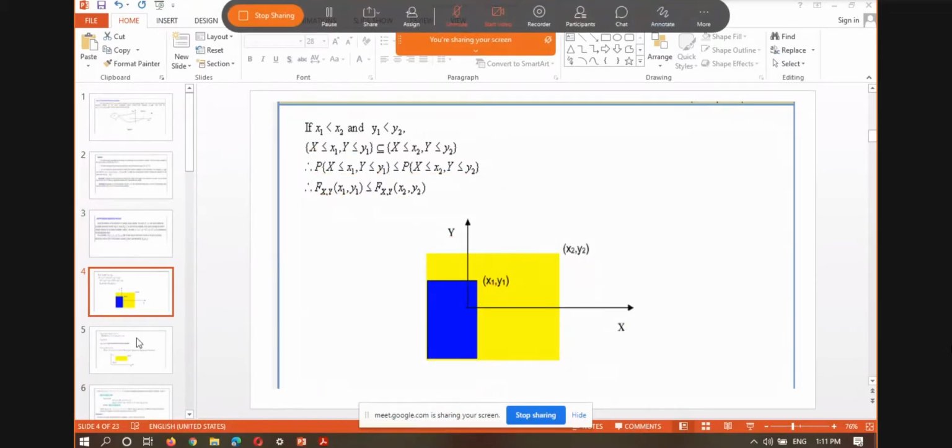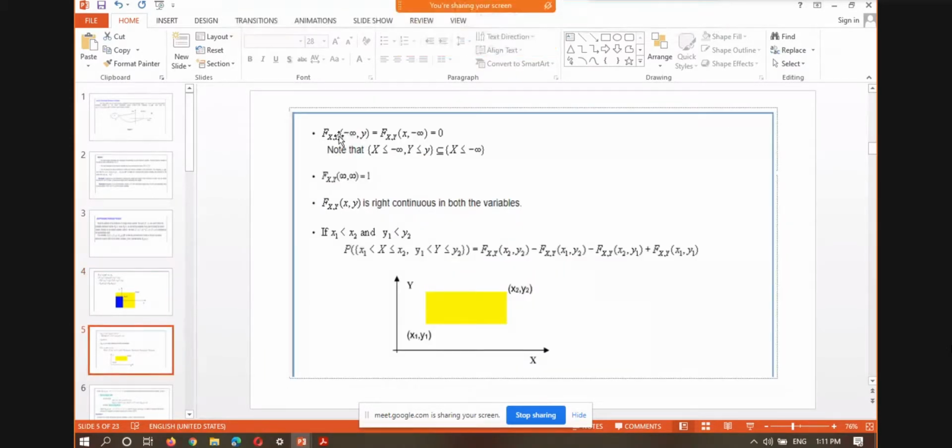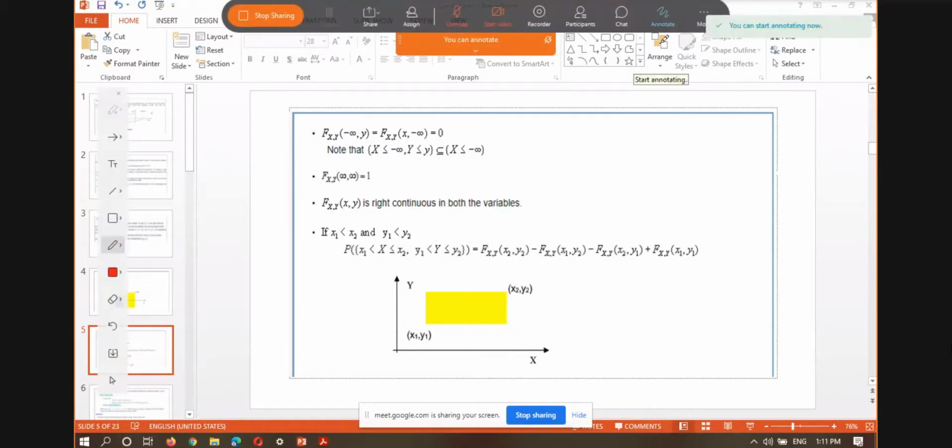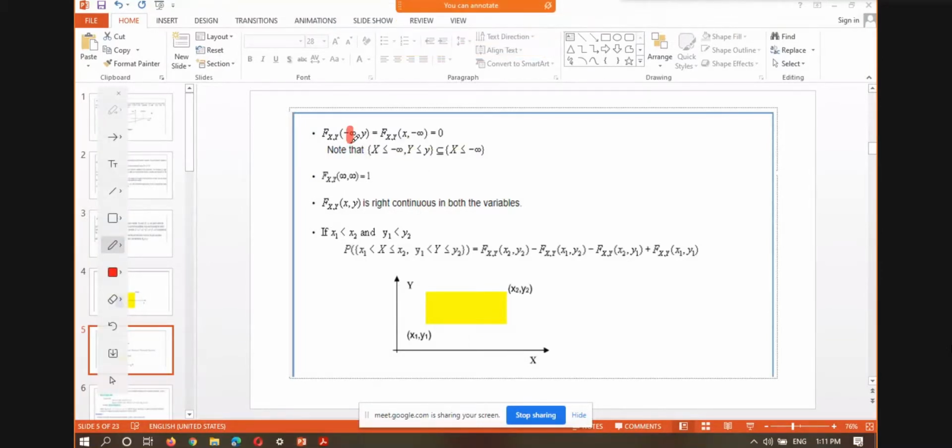So then we have already discussed this. If one of them is, say, minus infinity, like if x is minus infinity, then the intersection of this is this, and obviously this is an empty event, so we will have this one, and it is 0. Because one event is empty, the intersection of this with any event is actually empty and will give you 0.